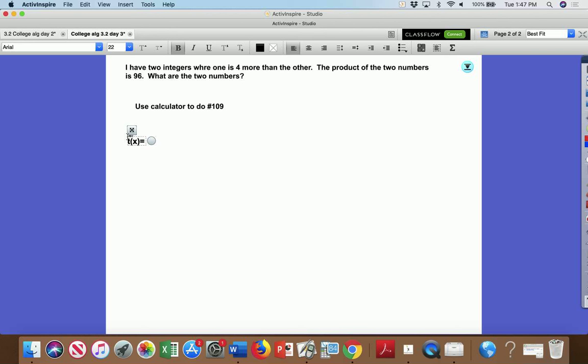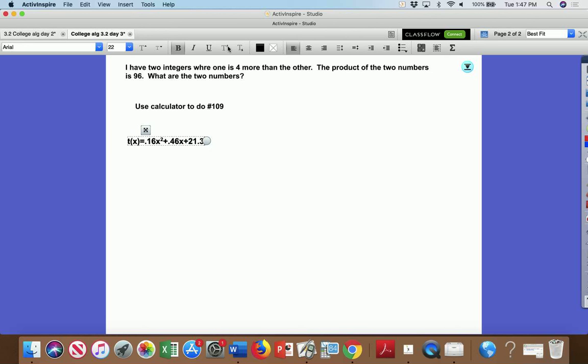The channels that the average U.S. home receives has been soaring in recent years. The function t of x equals 0.16x squared plus 0.4x plus 21.36 can be used to estimate this number, where x is the number of years after 1985. Use this function for exercises 109 and 110.